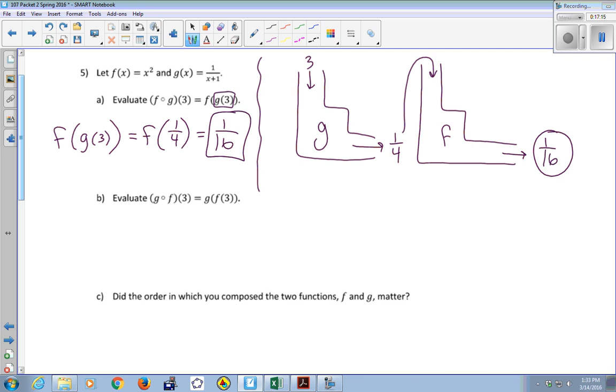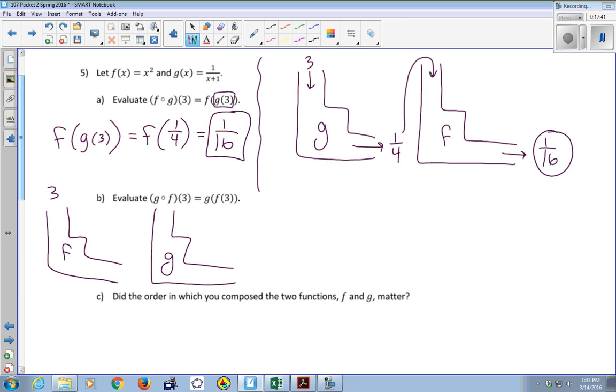All right, what if I run the machines backwards, right? So here I was doing F composed with G. Now I'm going to do G composed with F. So run the machines backwards. I'll start with the pictures this time, and then I'll do it algebraically after. So this time, the function F is going to come first. And then I'm going to run the result through the G machine.